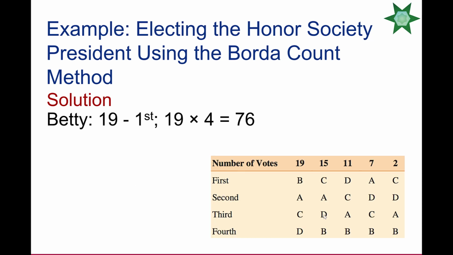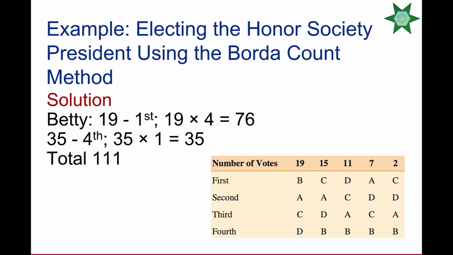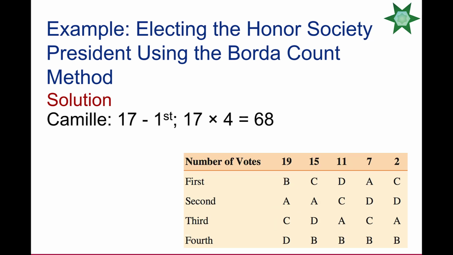Now let's go on to Betty. Remember, she won by plurality, so she's got 19 first place votes, which are each worth 4 points. She has no second place votes or third place votes, but then she has 35 fourth place votes, and those are worth 1 point. So she has a total of 111 points. So right now, Antoine has more points than Betty.